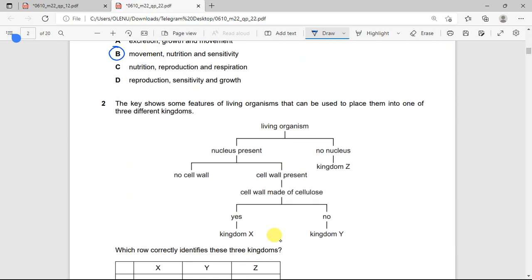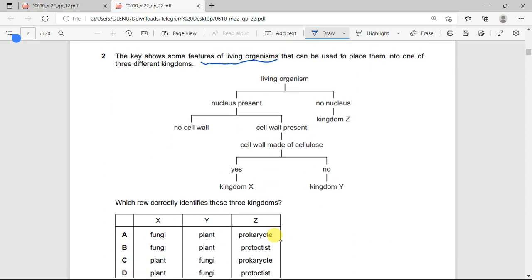Now they say the key shows some features of living organisms that can be used to place them into one of three different kingdoms. So they say, which row identifies these three kingdoms, X, Y, and Z? So the first thing here is living organism, nucleus present, no nucleus, kingdom Z. So no cell wall. Now cell wall present, cell wall made of cellulose, yes, kingdom Y. Not made of cellulose, kingdom X.